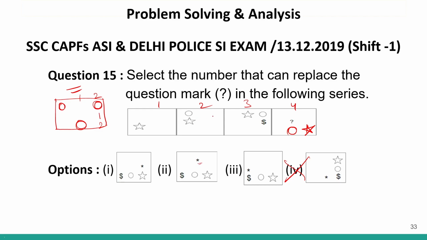So we know that whenever a new symbol is being introduced, over here the circle was introduced, it was above the star. Then over here, the dollar was introduced, so it was next to the circle. So now, if the dollar is over here and another symbol is to be introduced, it will be next to the dollar sign, which is over here. And in option number 3, we have this small star positioned above the dollar. So option number 3 will be the correct answer.